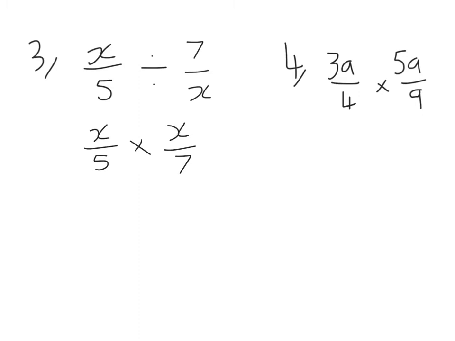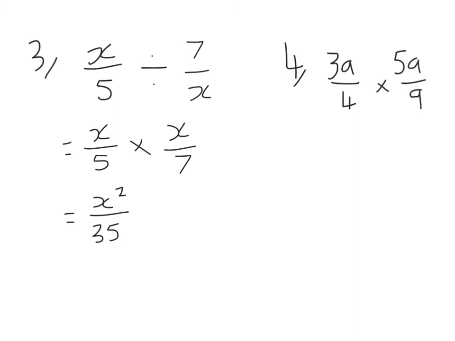And when you do that, you see actually there's nothing to cancel out there. There's not an x on the numerator and denominator. So do not cancel out at the very start. And now when written as a multiplication, there is no simplifying. We just multiply the numerators together, x times x, which is x squared, and 5 times 7, which is 35.